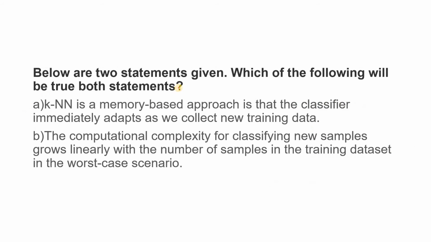Then next question, below are two statements given. Which of the following will be true for one or both of these statements? Option A, knn is a memory based approach, that is nothing but the classifier immediately adapts as we collect new training data. B, the computational complexity for classifying new samples grows linearly with the number of samples in the training data set in the worst case scenario. So the correct answer is nothing but both of these are true, right?